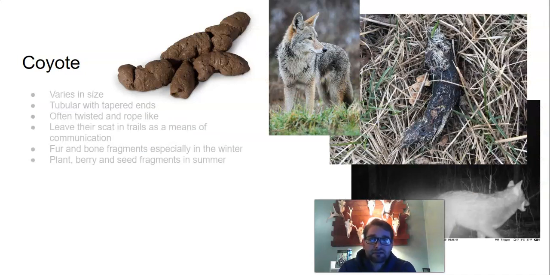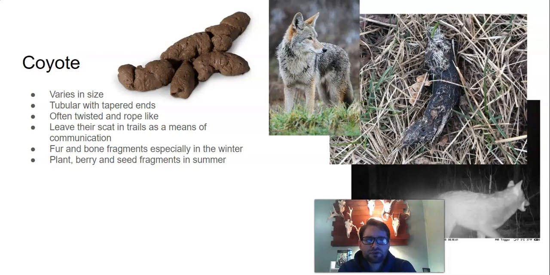Coyote scat. Coyote scat varies in size. It is tubular in shape with tapered ends. Oftentimes it has a twisted or rope-like appearance to it. Coyotes leave scat as a means of communication, not only to let me, as the runner, know that he frequents the area, but also to let other coyotes know that this area is occupied. Oftentimes, coyote scat will contain lots of fur and bone fragments, especially during the winter months when they're predominantly preying on things like rabbits. During the summer months, they may contain plant, berry, and seed fragments also.